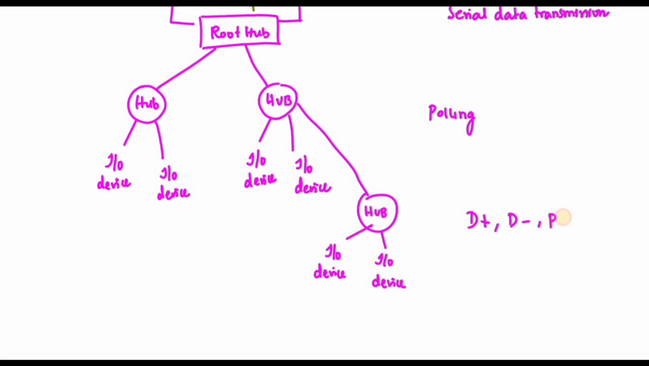Here the USB has 4 wires. Two are for supply and ground, and two are for data, D plus and D minus. These input and output devices don't require any large power.